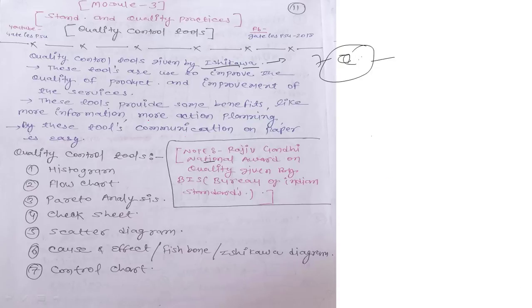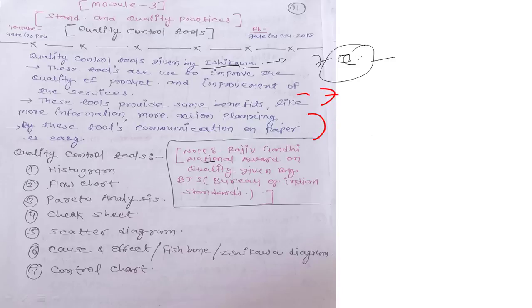These tools are used to improve the quality of products and the improvement of services. With the help of these tools we improve the quality of our product and our company's services. These tools provide benefits like more information and more action planning, and communication on paper is easy. We create proper understanding about the product, proper planning, and proper designing, everything with these quality control tools.